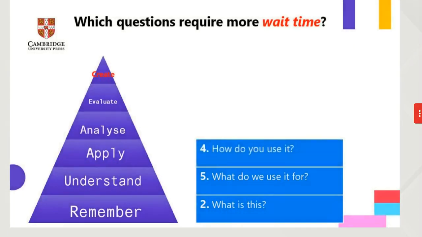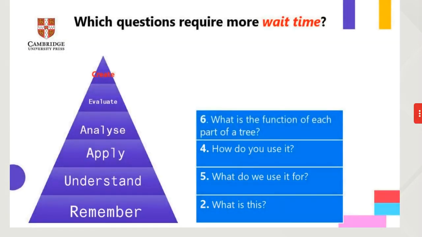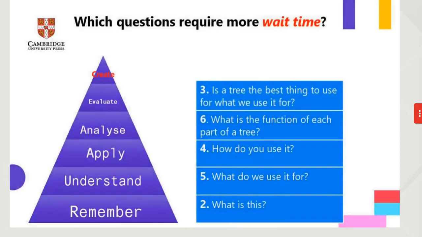So then the next question, which would need a little bit more wait time, would be, how do you use it? So we've moved from understanding to, okay, now not only do they need to know what it is and understand what it's used for, but how to apply it. The next question would be 6. Yes, Bidisha, I think you've got it right. What is the function of each part of a tree? So now they have to start analyzing.